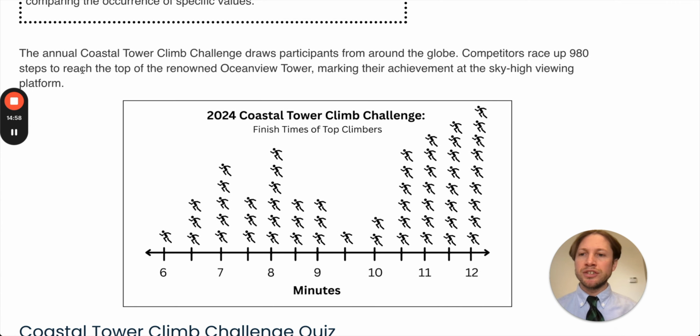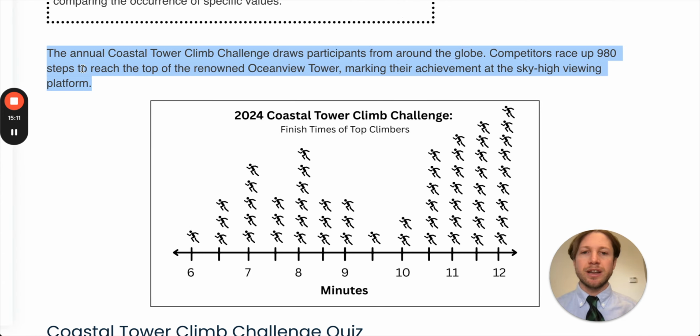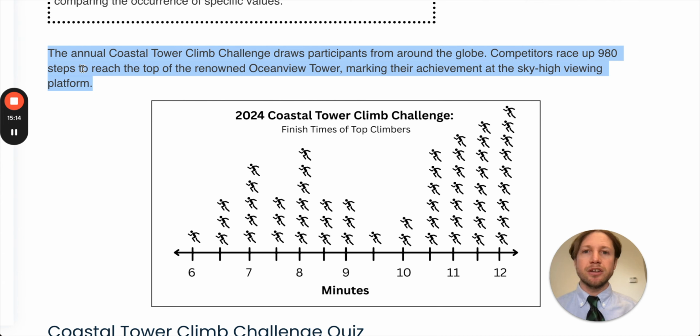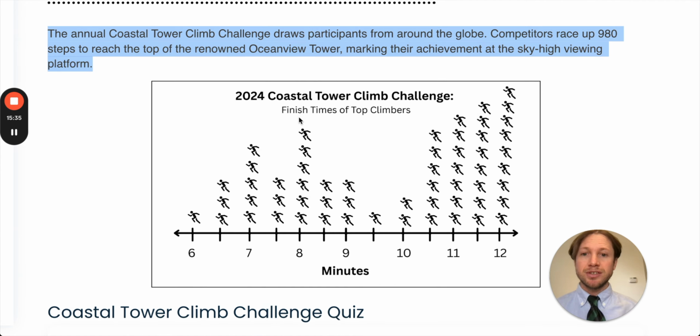So let's go back up. What I like to do is analyze and summarize the data from the visual representation in my own words, and then go back and actually read the information that they provide. I recommend you do the same when you're taking your paraprofessional exam. So this context reads, the annual Coastal Tower Climb Challenge draws participants from around the globe. Competitors race up 980 steps to reach the top of the renowned Ocean View Tower, marking their achievement at the sky-high platform. That sounds exhausting, but kind of fun at the same time.